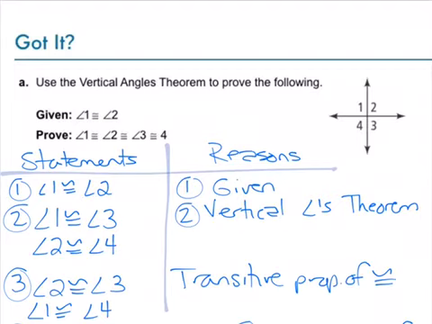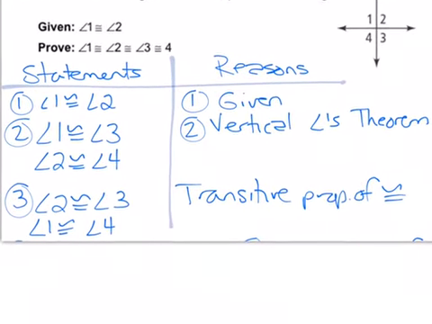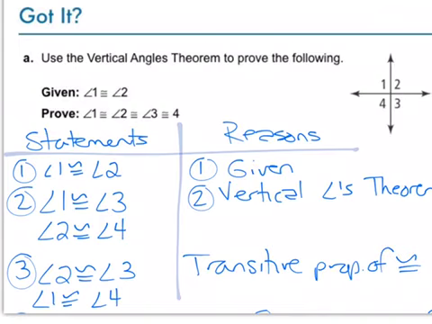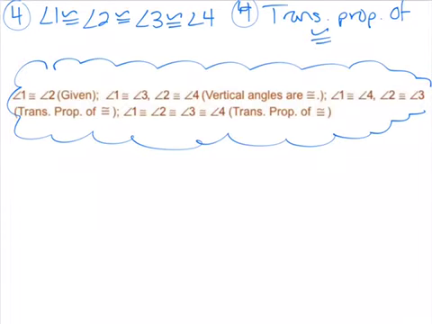So here on the got it, it's another vertical angles theorem proof. I did have this worked out, so take a moment, read over that, and you can kind of see the different statements with the reasons. This is just written out, again, all of the proof. The statements, the reasons are in the parentheses.